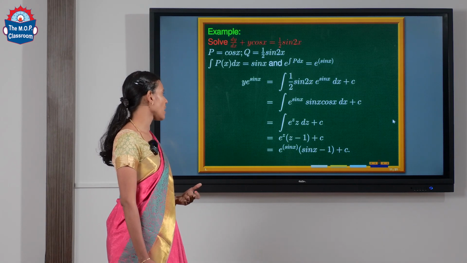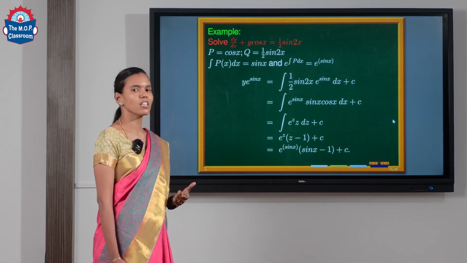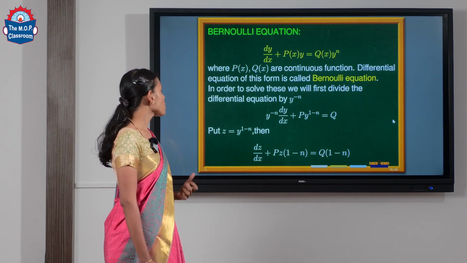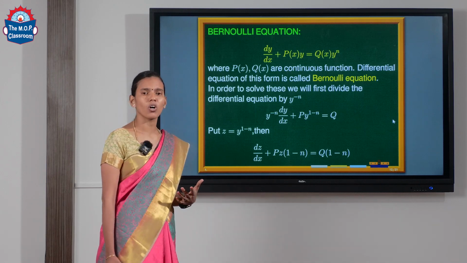So it is e power sin x into sin x minus 1 plus the constant. So the next type of equation is called a Bernoulli's equation.